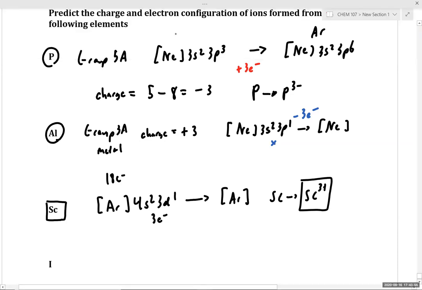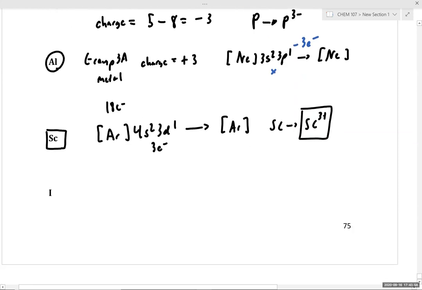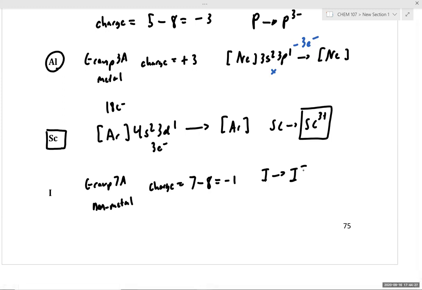Finally, let's look at iodine. Iodine is a group 7a element, and it's a non-metal. So then we'd predict the charge would be equal to the group number minus 8, which would be -1. So iodine would prefer to form iodide, I minus. Does this example make sense to everyone? Everyone comfortable with predicting charge?